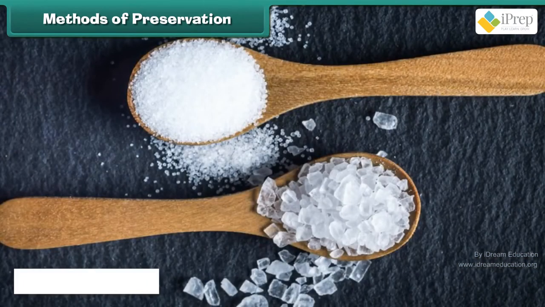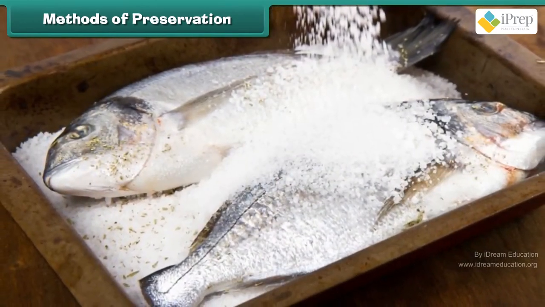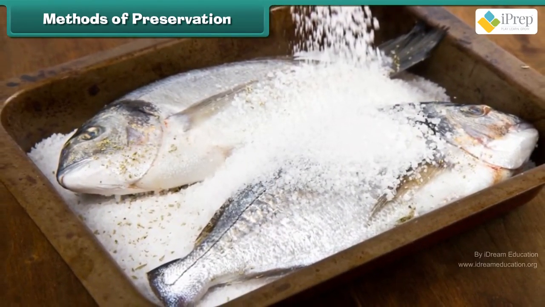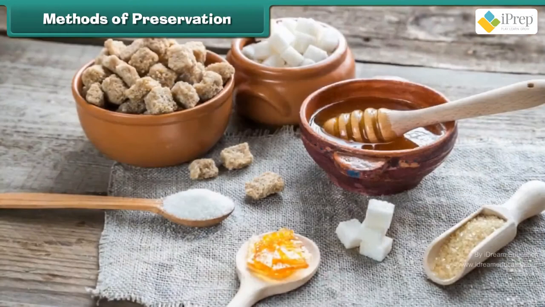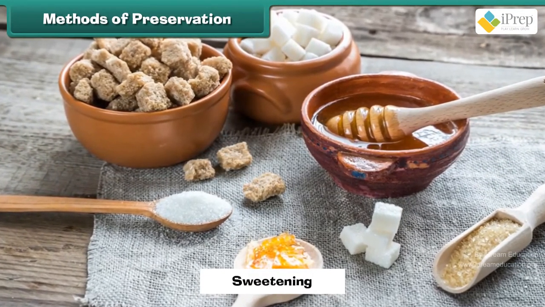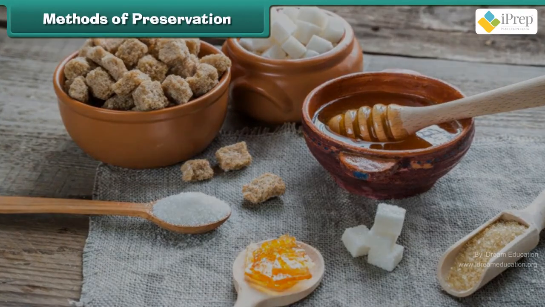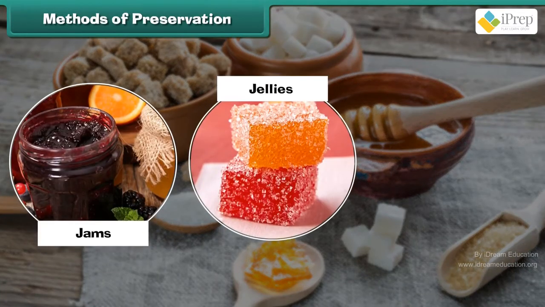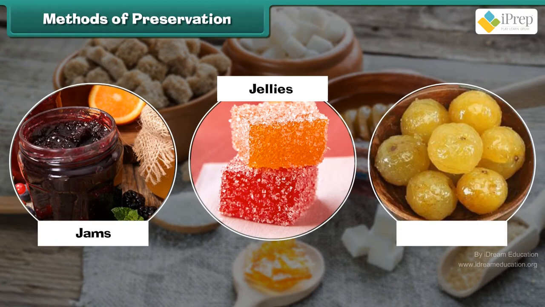Salting. We can add salt to preserve food items like in pickles or fish. Sweetening. Excess sugar in food also acts as a preservative. Jams, jellies, and murabbas are preserved for a long time by adding sugar.